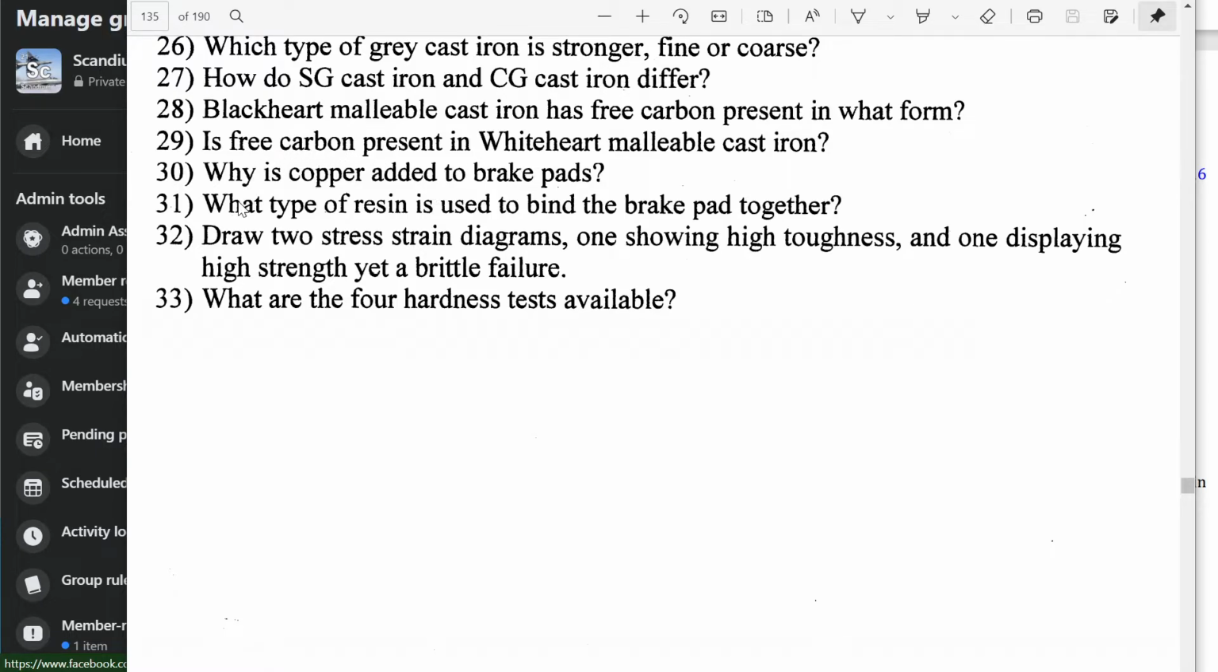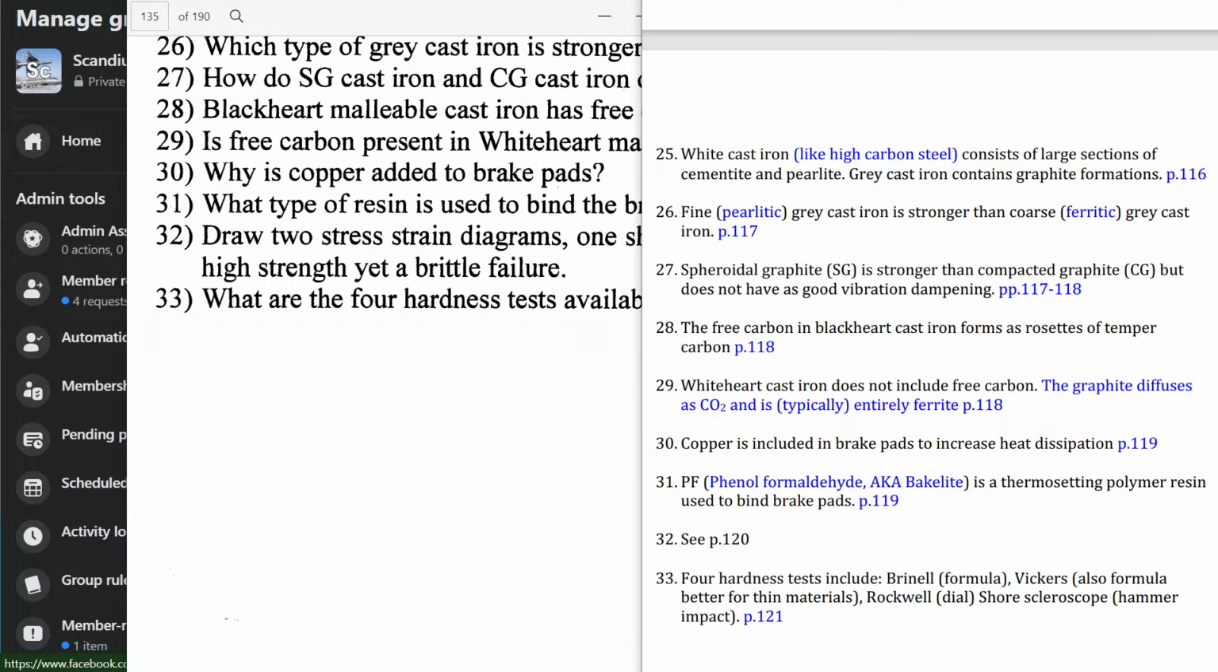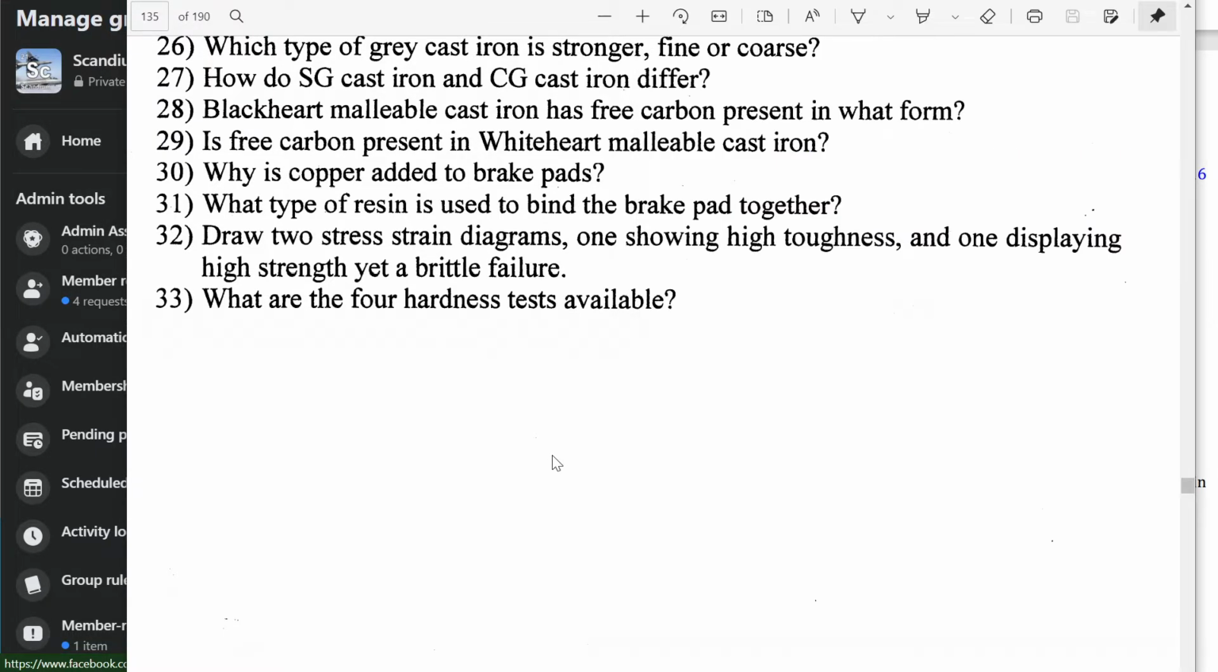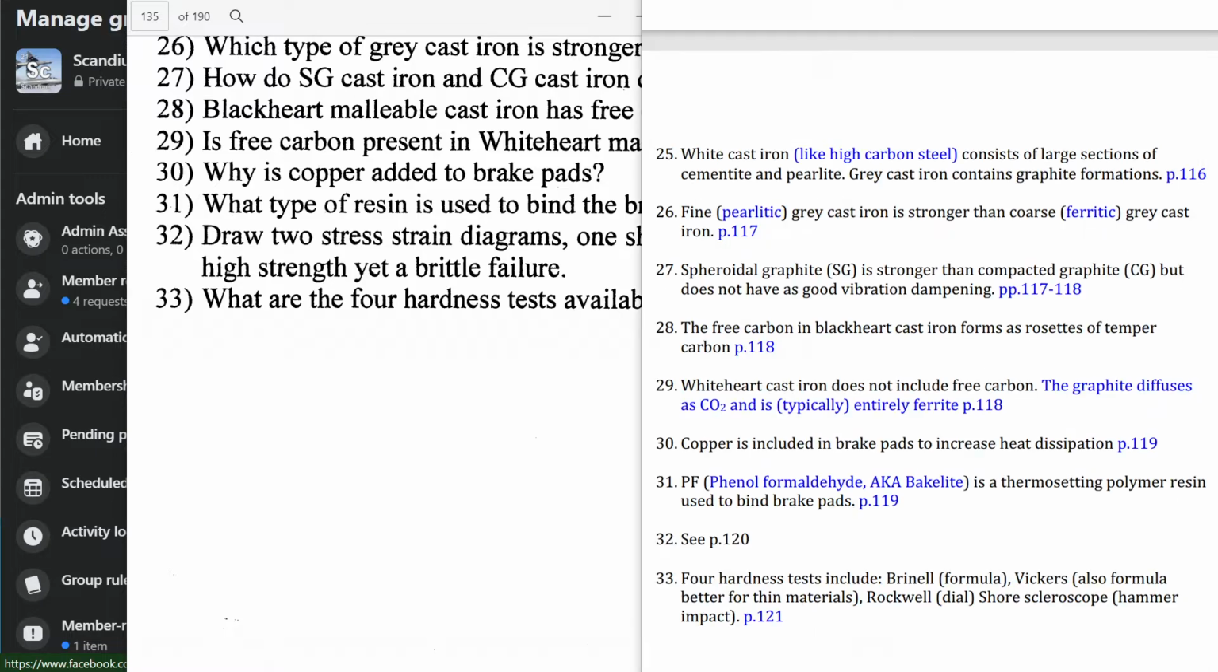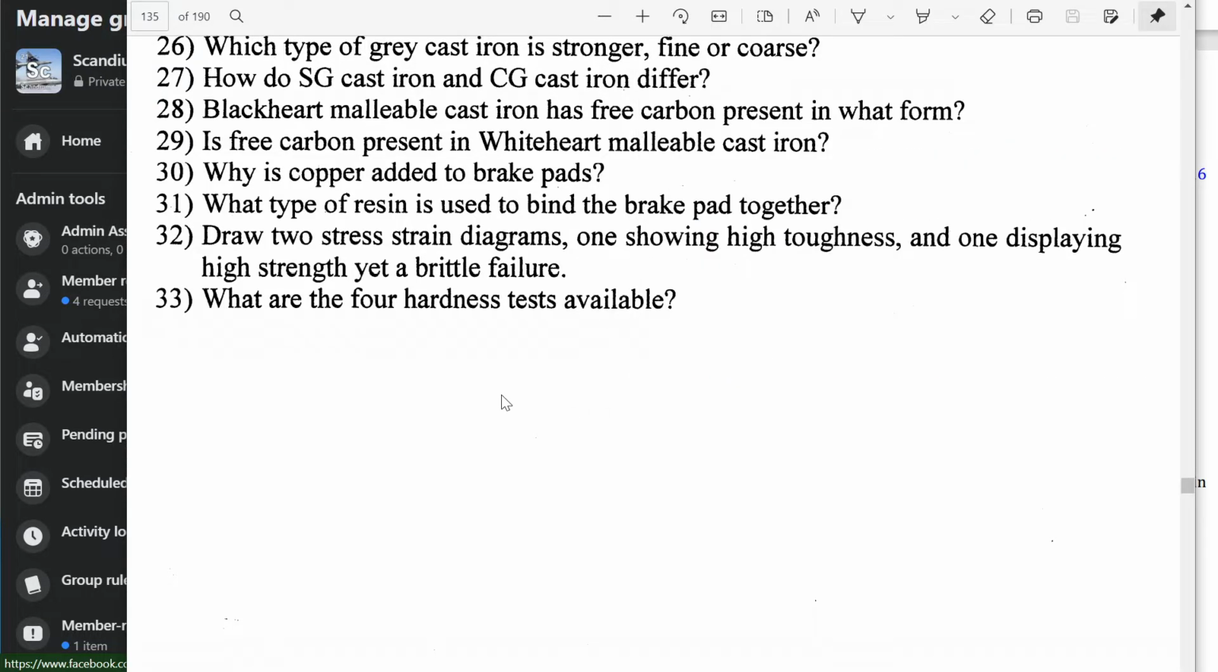So anyway, why is copper added to brake pads? Heat transfer, I'm pretty sure, is the answer. Yep, heat dissipation. Dissipation is a better word, but transfer is correct. Which type of resin is used to bind brake pads together? Phenylformaldehyde. Yep, a thermosetting polymer resin is used to bind brake pads.